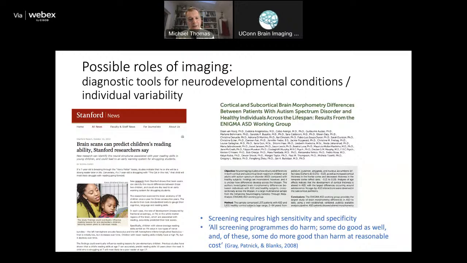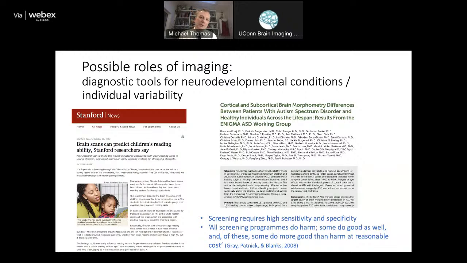And there's another bigger paper there on the right looking at measurements of cortical and subcortical brain morphometry, comparing individuals with autistic spectrum condition and typically developing controls. So you can find these differences in structure, but I'm not really convinced that you can use this as a diagnostic tool.